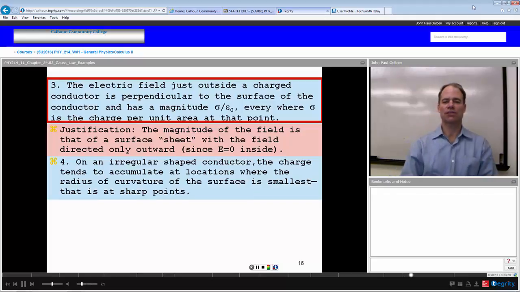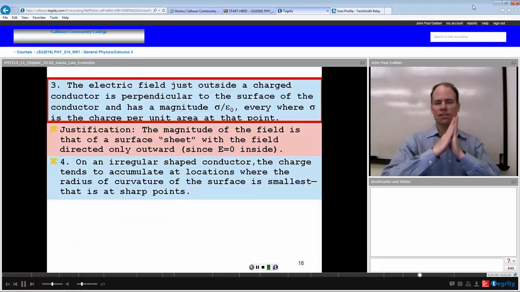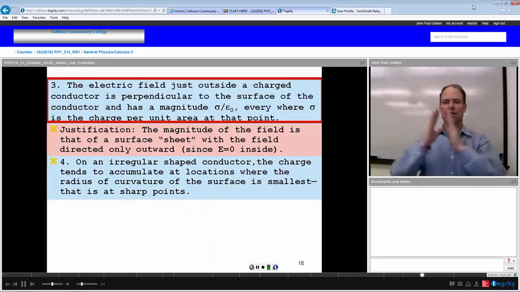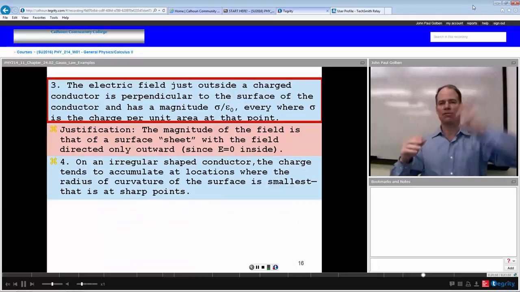On an irregular shaped conductor, the charge tends to accumulate at locations where the radius of curvature of the surface is smallest, that is, at sharp points. If I had a conductor and the charge is residing on the surface, let's say it had a sharp point, that charge on the surface would be forced on that geometric location, the sharp point, to be closer together at that point. Hence, the E field due to that charge is going to be strongest, of greatest magnitude, at the pointed part of the conductor. Hence, external charges to that conductor will see that larger E field at the point and be attracted to it.